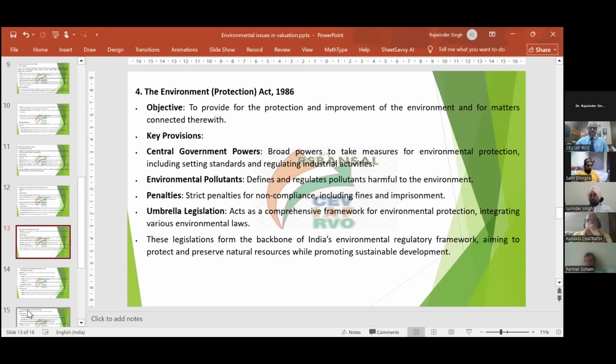And it is an umbrella legislation, meaning it acts as a comprehensive framework for environmental protection, integrating various environmental laws. So this legislation forms the backbone of India's environmental regulatory framework, aiming to protect and preserve natural resources while promoting sustainable development.